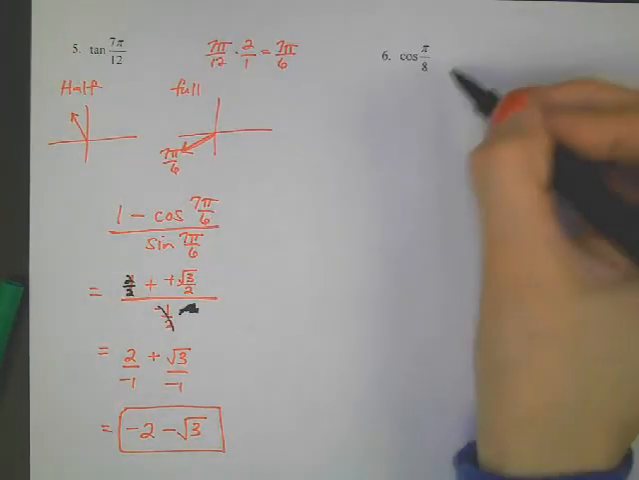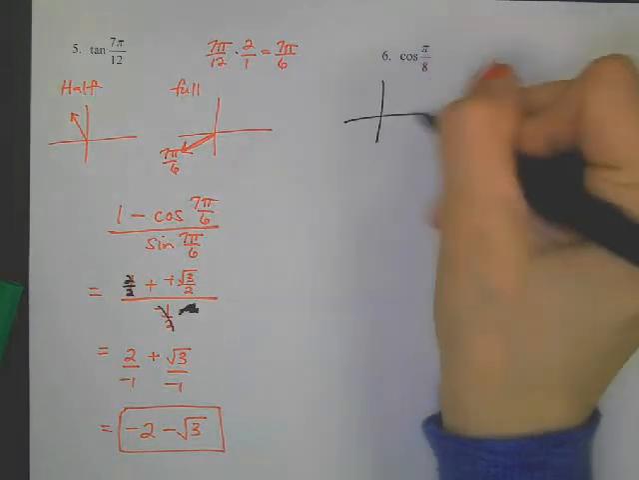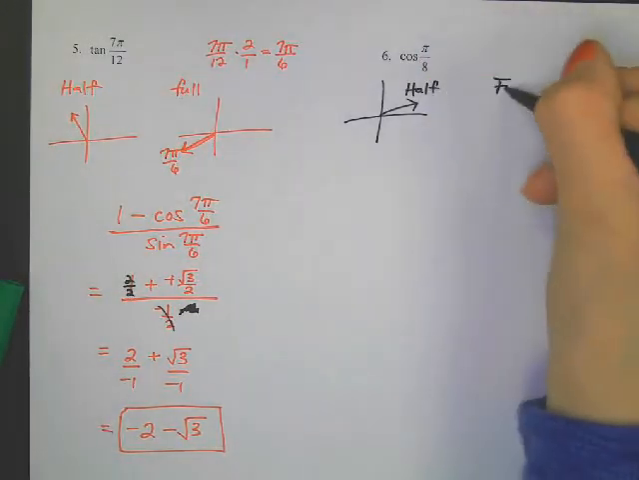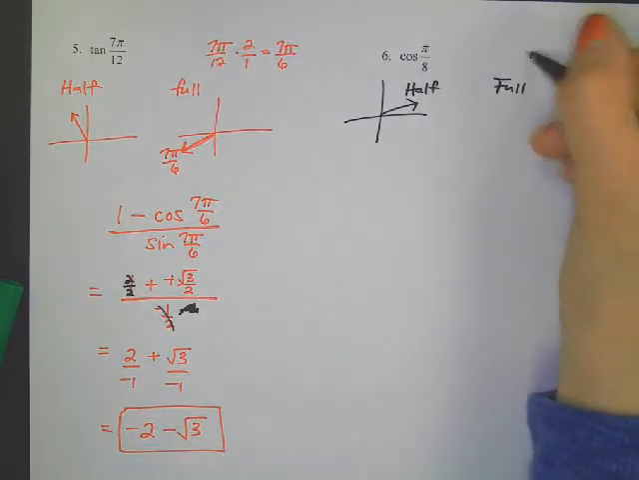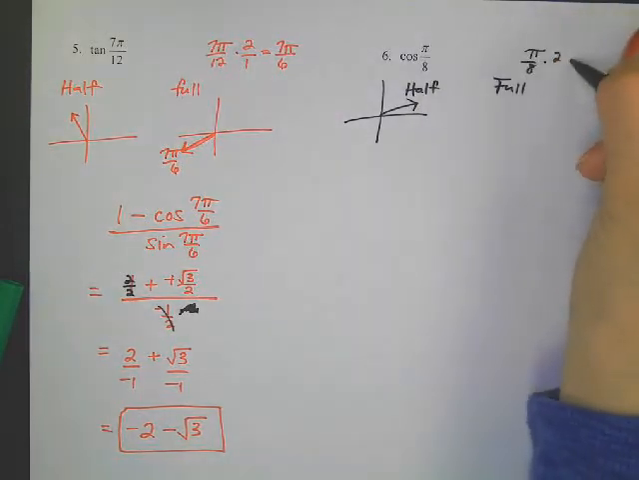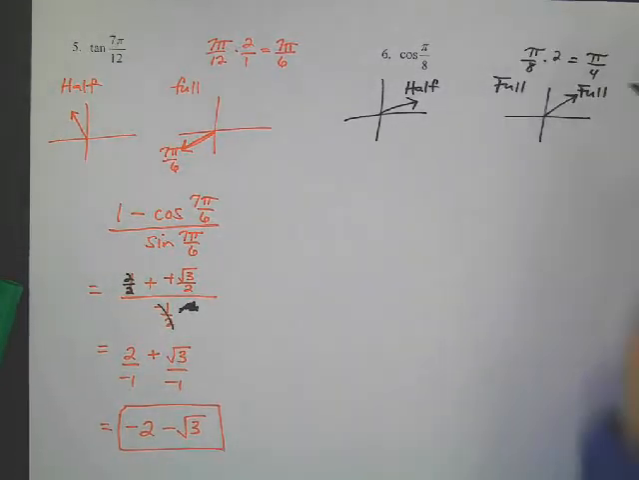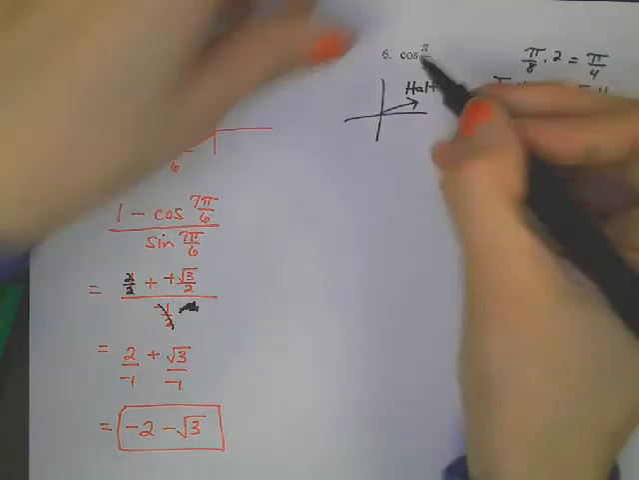Okay, our last one is a cosine. Pi over 8. Pi over 8 is right here. Here's the half. And where's the full going to be? What's pi over 8 times 2? Pi over 4. So the full is going to be right here. Here's the full angle. We got the half angle. We got the full angle.